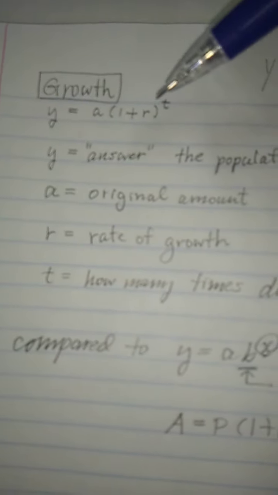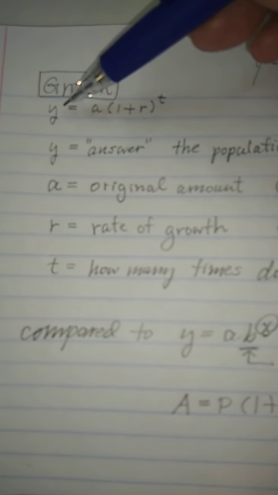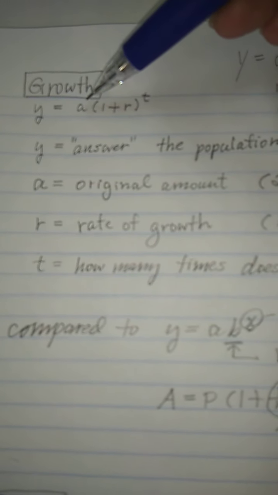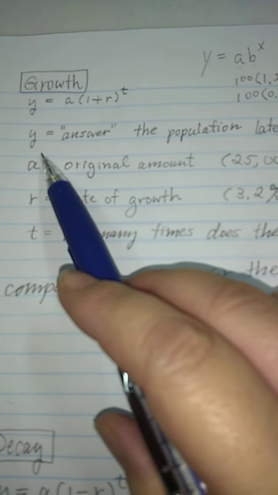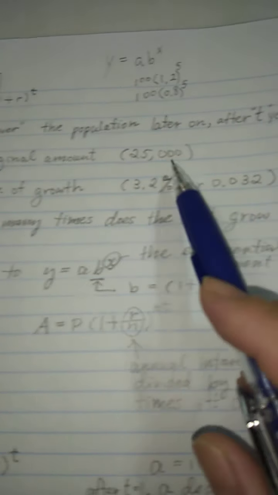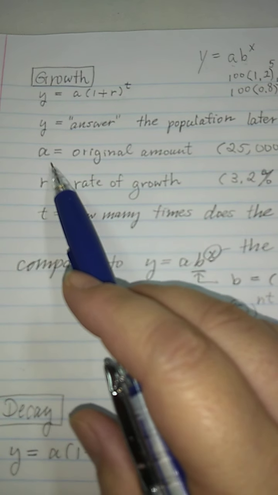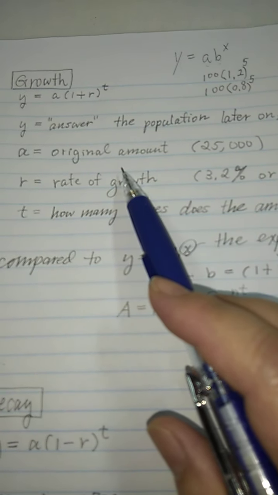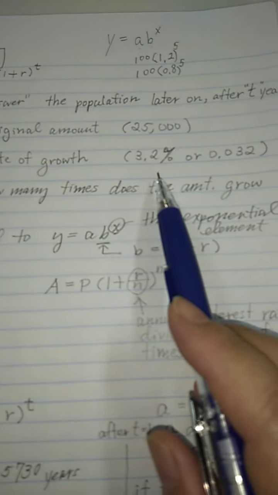So once again, let's backtrack a little bit and recap that. The y is the future amount. A is the original amount. So the y is going to be your answer, or the population later on after t number of years. Usually it's in years, but not always, so you got to be careful about that one. In the example that we have, which is this one on population growth, the original amount was 25,000. The rate of growth was 3.2%.